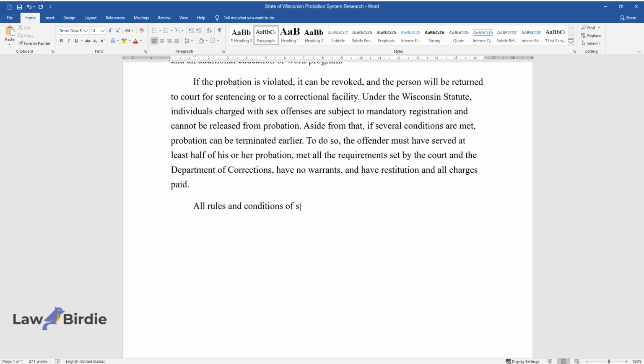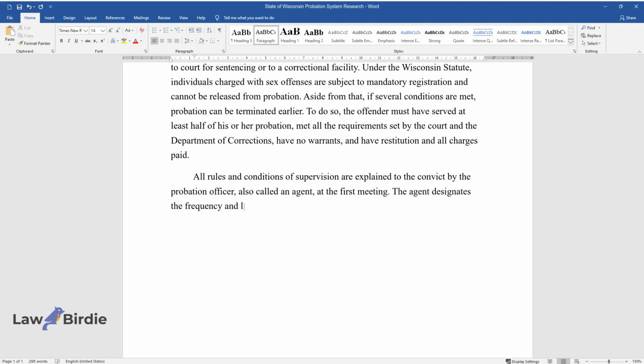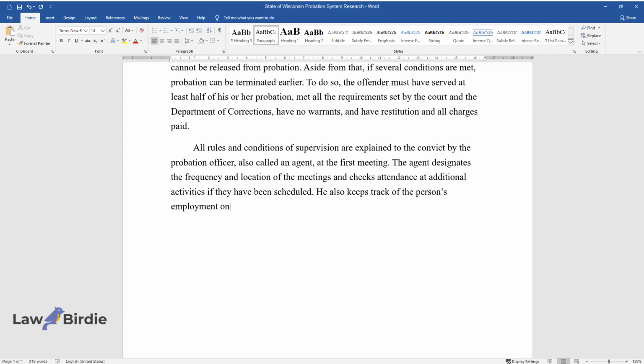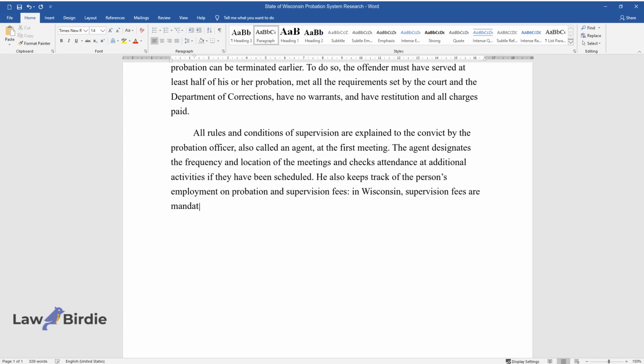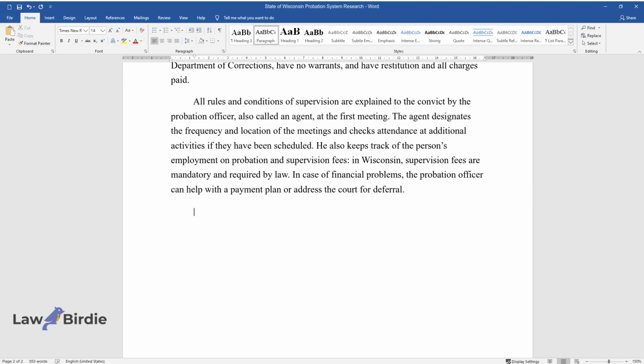All rules and conditions of supervision are explained to the convict by the probation officer, also called an agent, at the first meeting. The agent designates the frequency and location of the meetings and checks attendance at additional activities if they have been scheduled. He also keeps track of the person's employment on probation and supervision fees. In Wisconsin, supervision fees are mandatory and required by law. In case of financial problems, the probation officer can help with a payment plan or address the court for deferral.